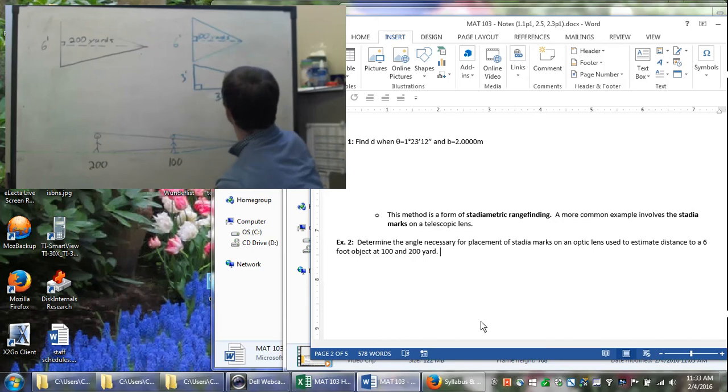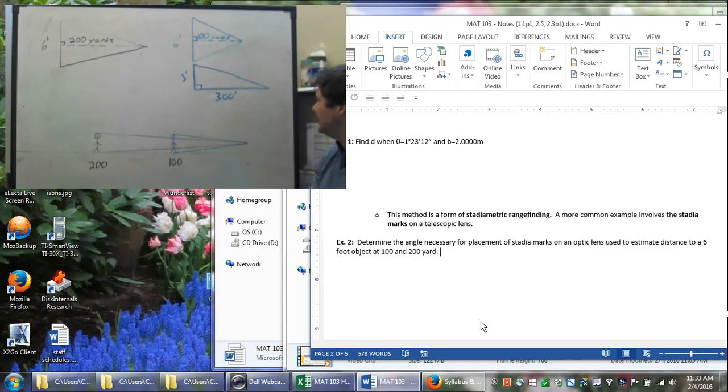Okay, so you see, if we can have the same lens, we can have different marks on it, a little bit closer together, and when the guy lines up with those marks, we would know that he was 200 yards away. It's very useful for scouting or whatever it is you're doing with this thing. So how do we do it?